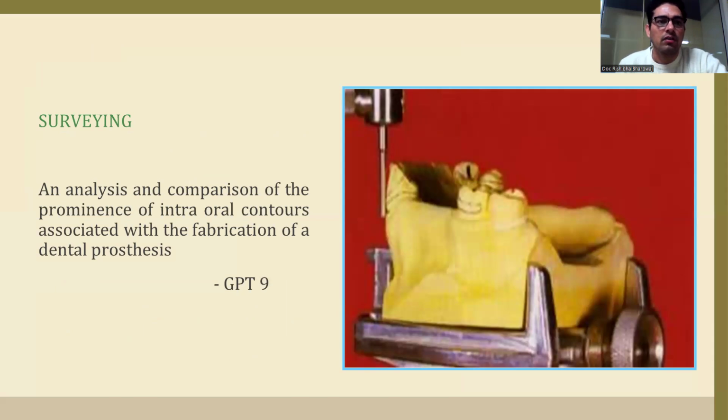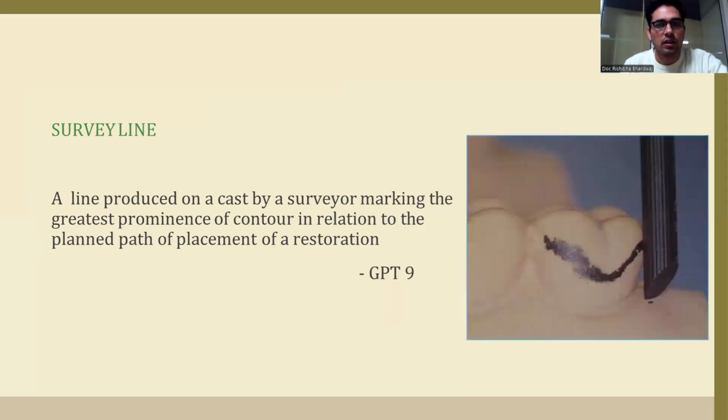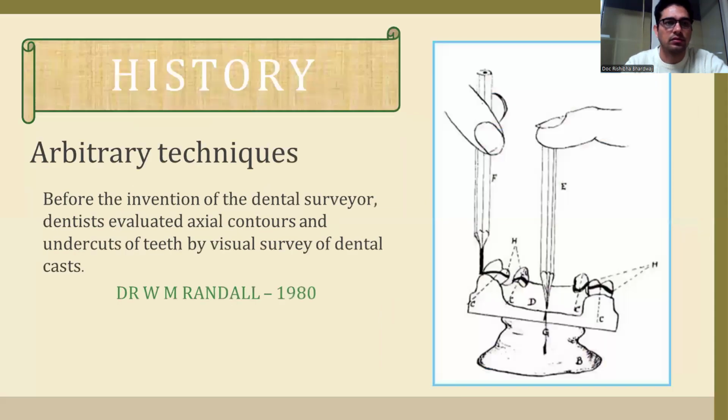Now, what is surveying? Surveying is the analysis and comparison of prominence of intraoral contour associated with the fabrication of the dental prosthesis. And the instrument used for surveying is the surveyor. What are survey lines? A line produced on a cast by a surveyor marking the greatest prominence of the contour in relation to the planned path of placement of a restoration.